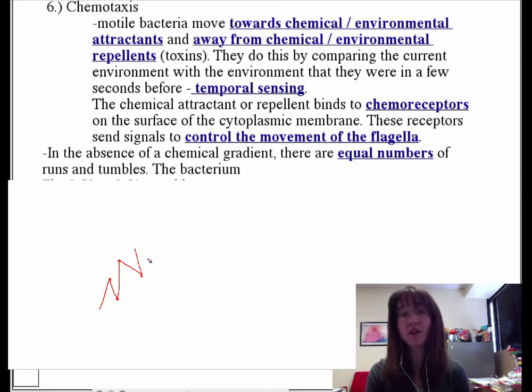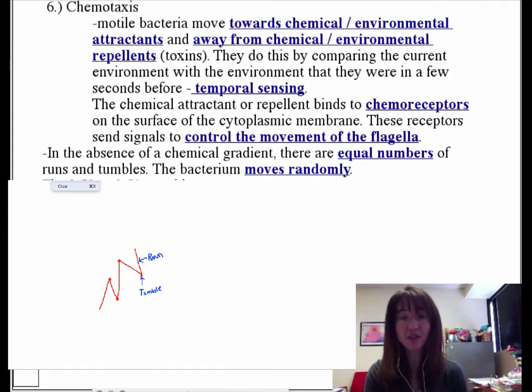So if it gets to one spot, say down here, where it's finally like, whoa, I sense something, then the length of runs will start to get longer, and the number of tumbles will start to get less. So in the absence of a gradient, the bacterium has equal numbers of runs and tumbles, and it moves randomly. But if we put it in the presence of a chemical attractant, suddenly it's going to sense that, and it's going to begin to elongate its runs, more lengthy runs and fewer tumbles, until finally it takes this convoluted path that will get to the chemical attractant.